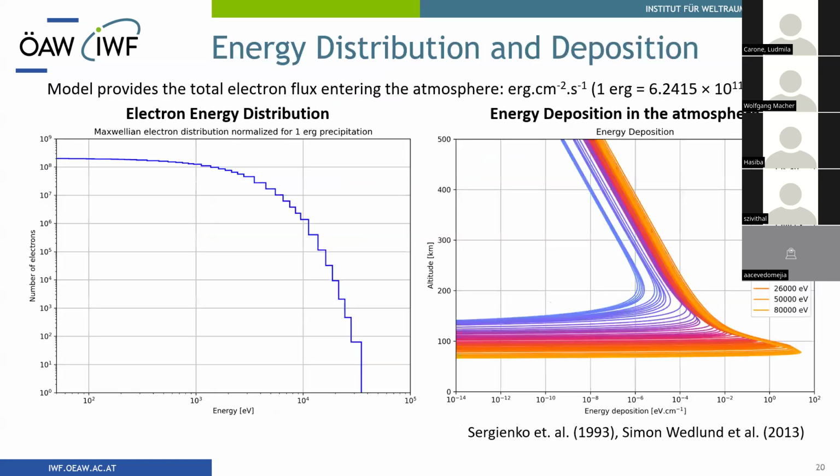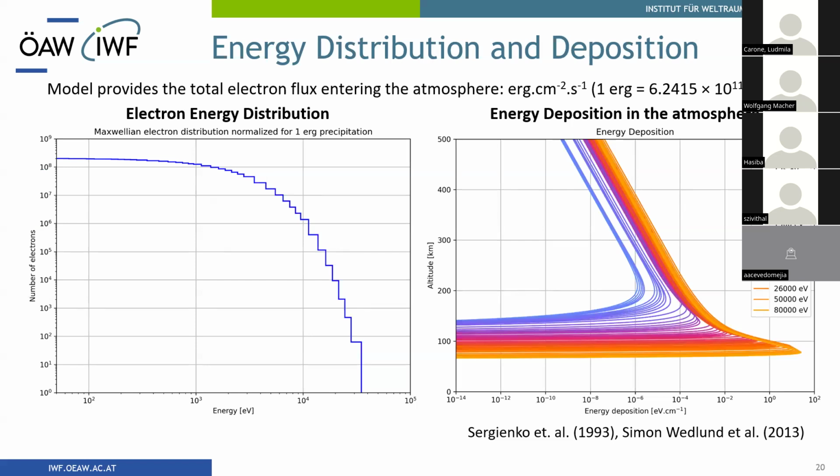So we have the precipitation rate, this erg per centimeter squared per second. This is the total amount of energy entering the atmosphere. And to understand how much the aurora will emit light, we need two more aspects. One is, what is the energy distribution of these electrons? Essentially, you have energy here and you have a number of electrons. We might have different energies. The integral of this curve should be the erg, essentially, the total energy.